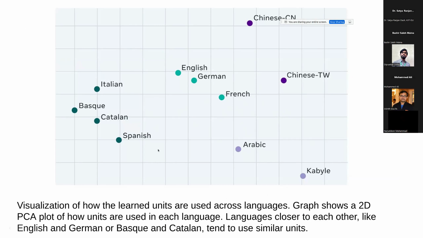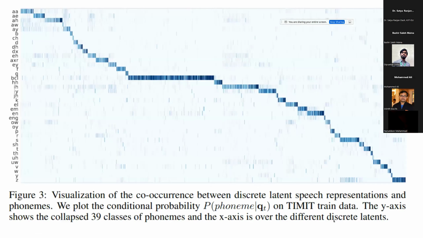Spanish like this is clustering. Arabic here, Chinese here, so like that you can see. Okay, so already those representations are inherently giving language differences. So you can directly use those representations for language identification. Like that you can do that.